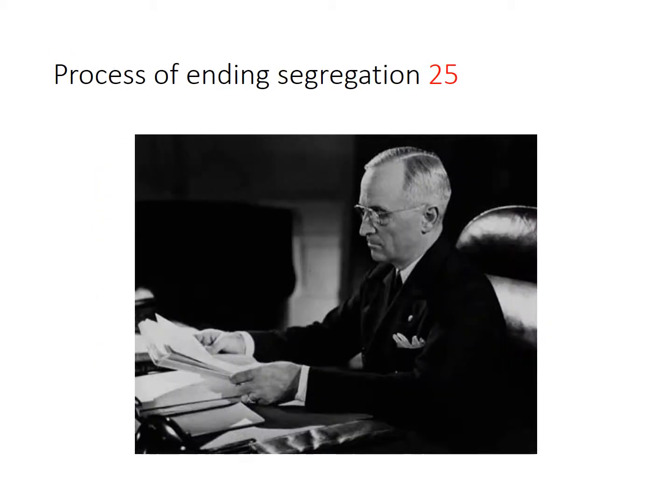So in the process of ending segregation, a lot of that started after World War II. This was the president after World War II, during the last few months of the war, and then immediately after, in 1946, Harry Truman, the president, started the first Civil Rights Commission, to look at ways then of ensuring protections and extending rights to other groups in society.